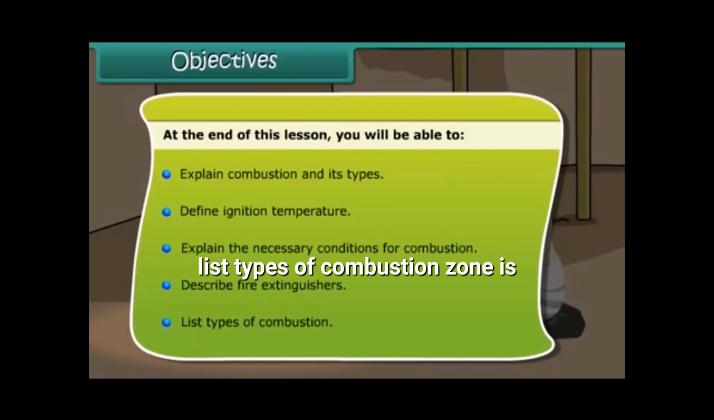Objectives. At the end of this lesson, you will be able to learn combustion and its types, definition of ignition temperature, the necessary conditions for combustion, about fire extinguisher, types of combustion.